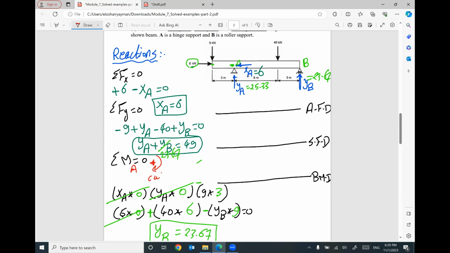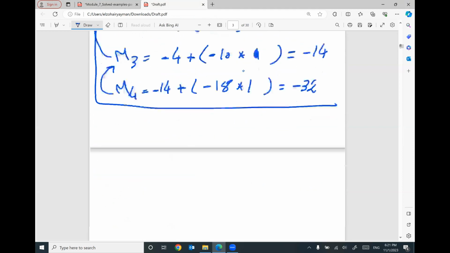Do you have forces parallel to the beam? This is a question. Yes or no? Do you have forces parallel to the beam? Guys, this is a question. Do you have any forces parallel to the beam? Yes. So be careful about this point.